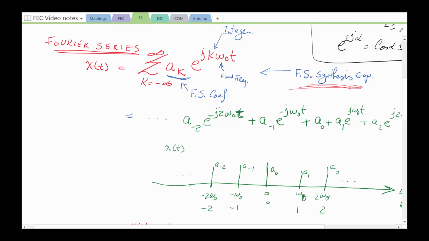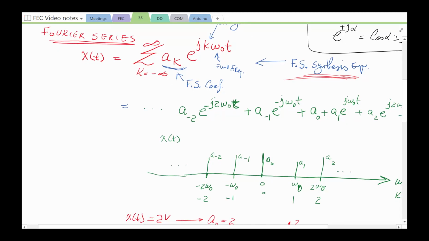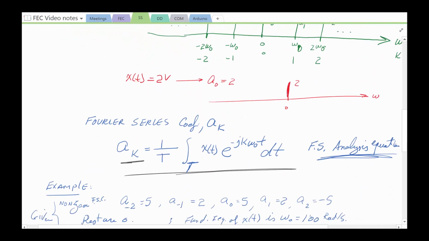Then we talked about Fourier series, which allows us to write x of t in terms of its frequency components at the harmonics, omega 0, 2 omega 0, on and on. And then if you wanted to find out what the value at every frequency, every harmonic is, simply calculate the a of k using the analysis equation.